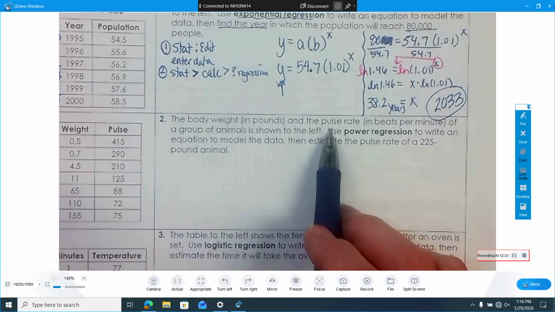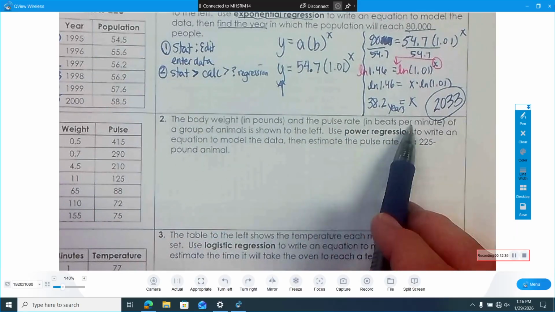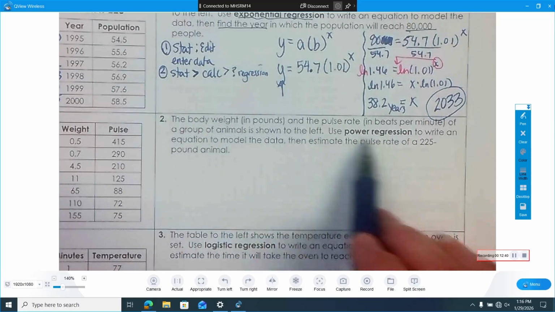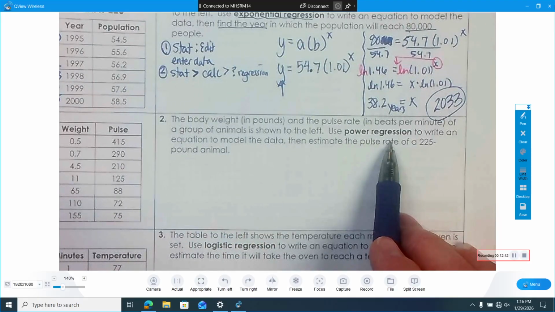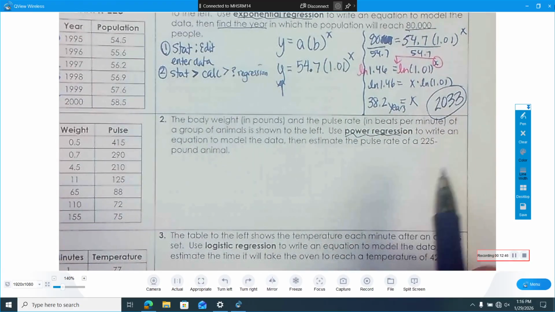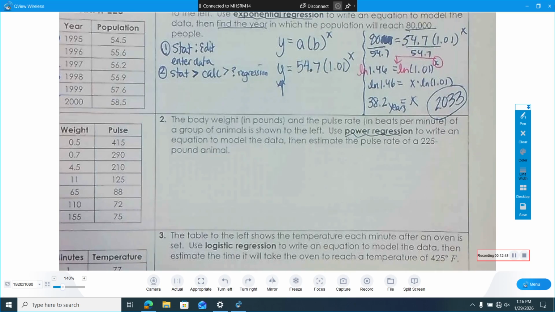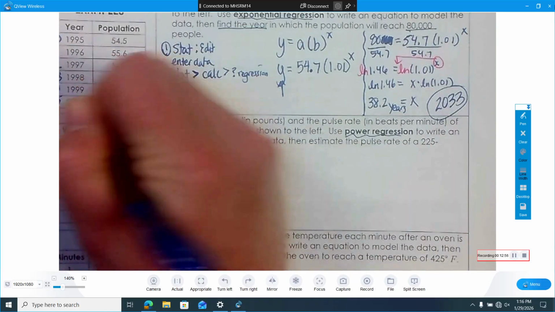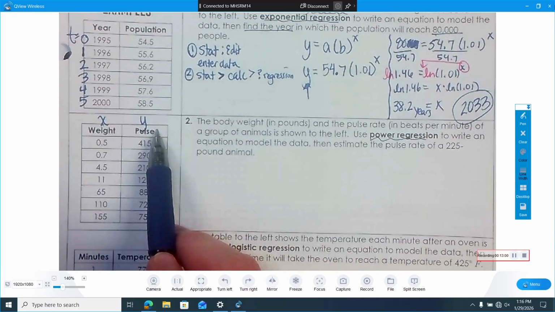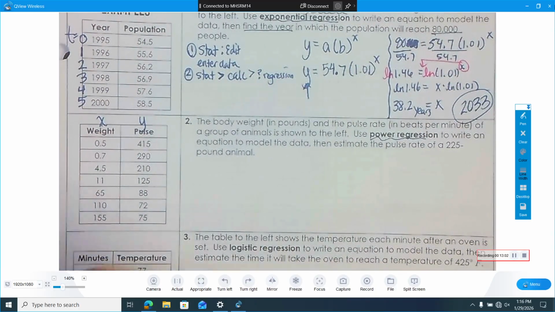The body weight in pounds and the pulse rate in beats per minute of a group of animals is shown to the left. Use the power regression to write an equation to model the data and estimate the pulse rate of a 225-pound animal. So here we're entering the data. This is going to be our X data and our Y data, so that's kind of important to know.